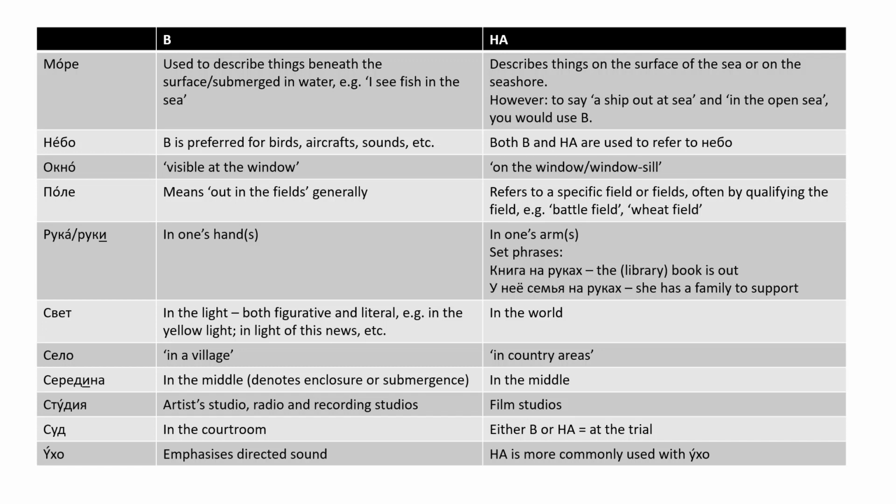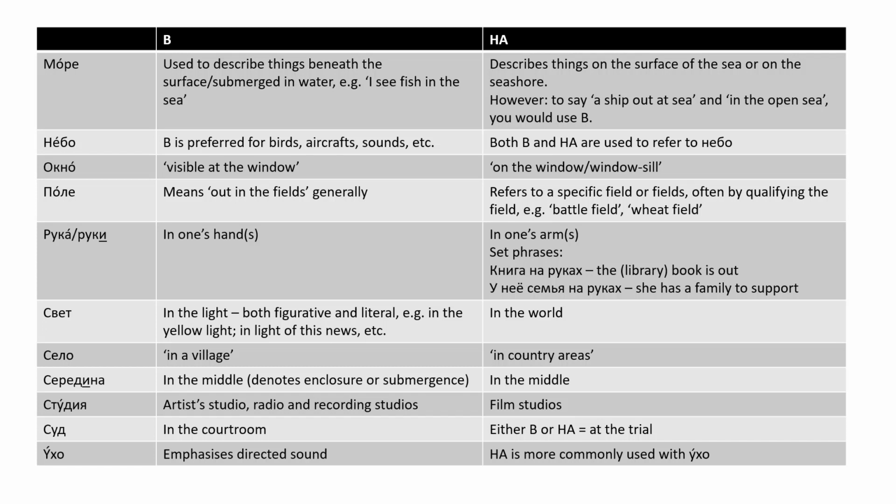So basically, if a library book is out, then you just say kniga na rukach. And if you say that somebody has a family to support, then the set phrase is u niejo or u nievo simja na rukach. Then the word sviet can mean both world and light. If it's used with v, then it means light, and if it's used with na, then it means world. So v sviecie means in the light, both figurative and literal, and then na sviecie means in the world.